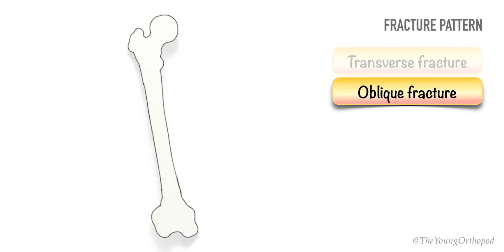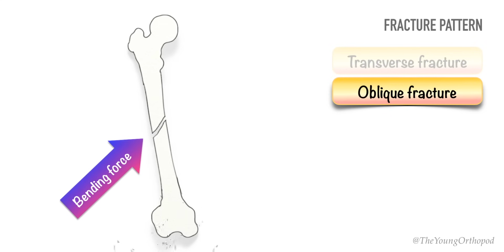As the name suggests, in an oblique fracture, the fracture line is oblique and makes an acute angle with the long axis of the bone. Such a fracture is caused by a bending force, which in addition has a component along the long axis of the bone.